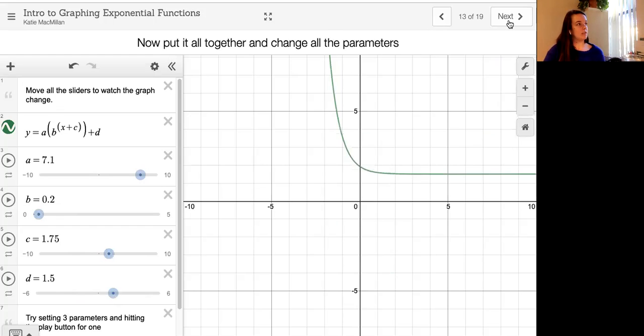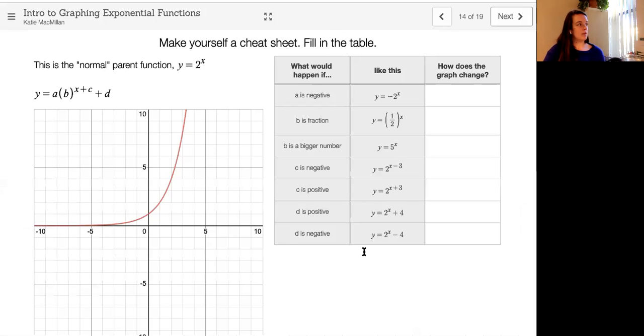So what I want us to do is go ahead and go to slide 14. We're going to think about, if this is the normal parent equation, how does the graph change if we do these things to it? So let's start with if A is negative. If we pop a negative in front, how does the graph change? How does the graph change?